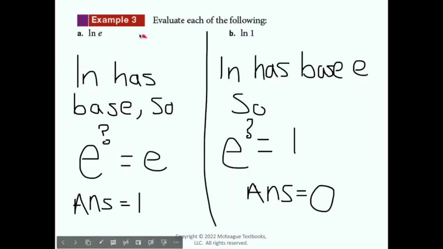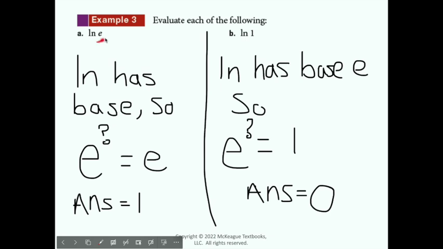For this example, we're going to look at evaluating some special cases. And this actually holds true for the log of any base, but we're specifically using the natural log here as our example. When we need to evaluate this, natural log of e is equal to question mark. This is what we're trying to solve. So when we evaluate this, since logarithms are exponents, we're really just looking for the exponent when it's in exponential form.